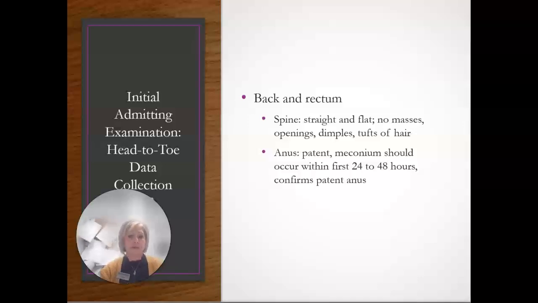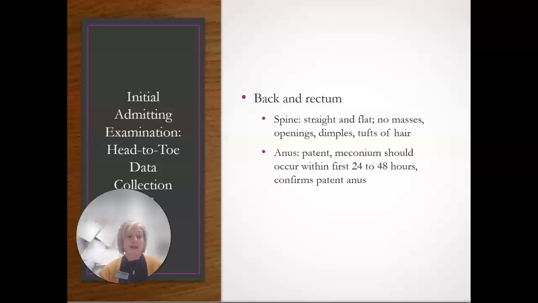The back and the sacrum, the spine, it should be straight and should be flat. There shouldn't be any masses, there shouldn't be any openings, there shouldn't be any dimples, little tufts of hair. Sometimes we're looking for a pilonidal cyst back there, where you look for a little dimple or a little tuft of hair, and that's where maybe the spinal cord did not fuse, and there's actually a connection to the spinal cord from there. So that would be like a spina bifida that didn't happen. So we would want to look for that.